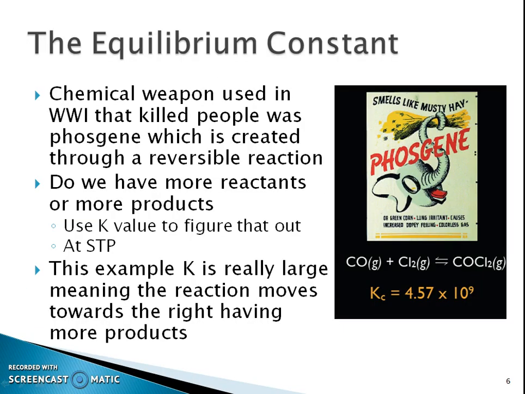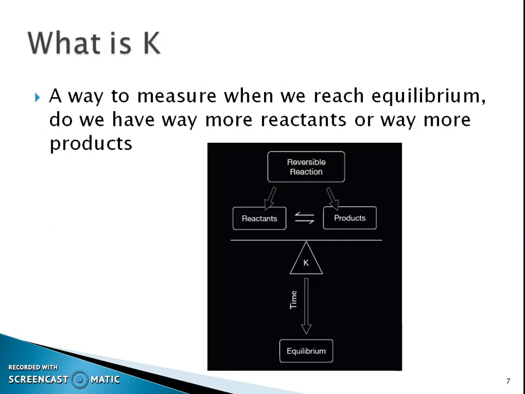He talked about this particular reaction, which was a chemical weapon used in World War I, and he talked about that K value. What does that really mean? Well, here's the overall reaction, and in this case, we have a large equilibrium constant value. All that means is that we have a heck of a lot more products than we do reactants, and that's what you want in this particular situation.